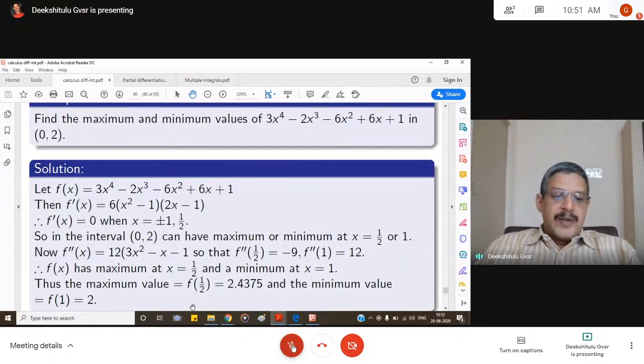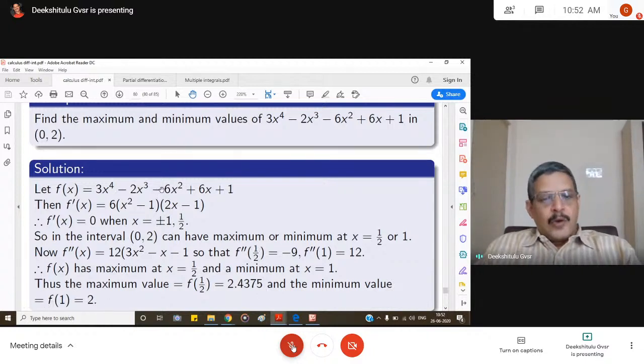Then what are the maximum and minimum values? Put these points in the function. Then f(1/2) is 2.4375 and the minimum value is f(1) is equal to 2. These are the points: x is equal to 1/2 and x is equal to 1, and the values are 2.4375 as the maximum and 2 as the minimum.